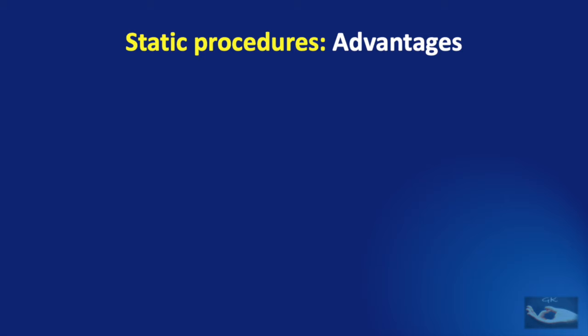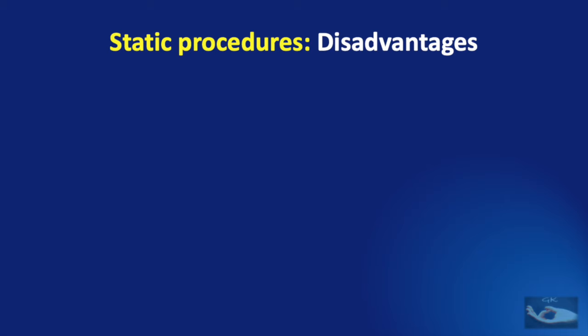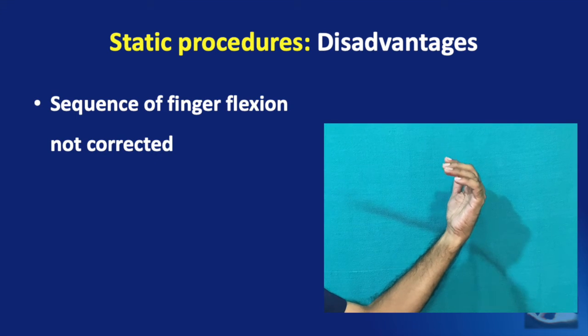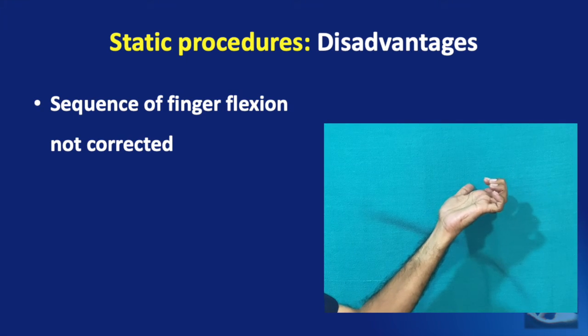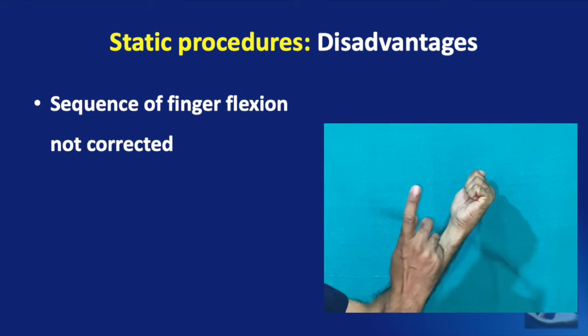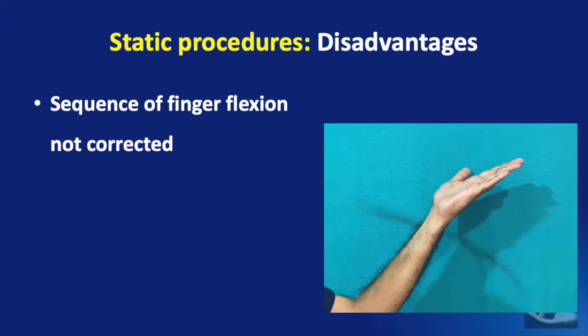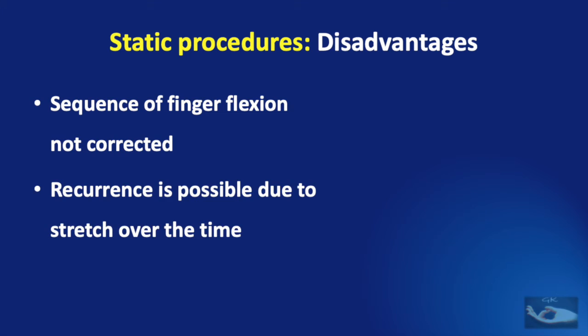The advantages of the static procedures are that they are simple procedures, the need for tendon transfer is avoided and the claw is corrected. Quite simple. But there are two main disadvantages. Firstly, the sequence of finger flexion is not corrected. In an ulnar claw, first the interphalangeal joints flex and finally the metacarpophalangeal joint flexes. This is against the normal cascade where the metacarpophalangeal joints flex and then the interphalangeal joints flex. The second disadvantage is that recurrence of the claw is possible due to stretch of the tissues over time.